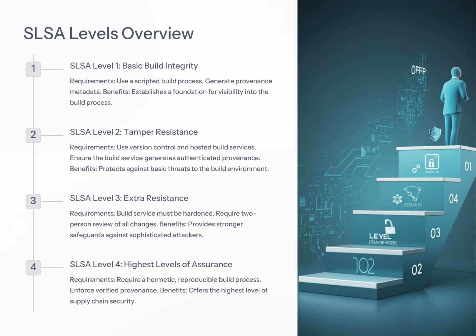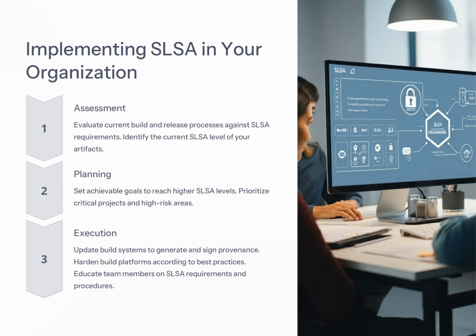Finally, SLSA Level 4 provides the highest level of assurance. It mandates a hermetic, reproducible build process and enforces verified provenance, ensuring optimal security for the supply chain. When implementing SLSA within your organization, there are three primary steps to consider: assessment, planning, and execution.